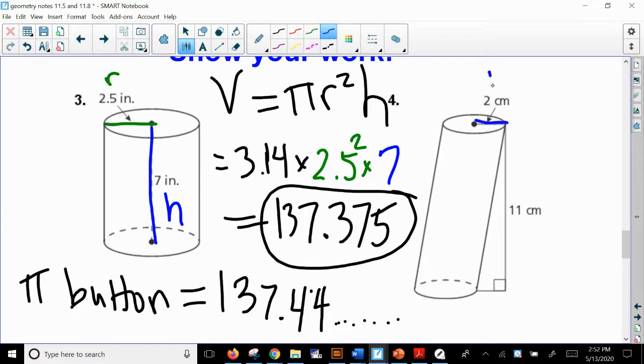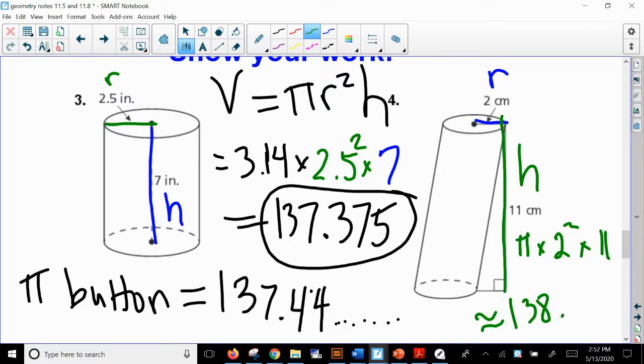So here's my radius, which is 2. My height, how tall it is, 11. So you have to do volume. It's going to be pi times, I don't feel like writing 3.14, times radius squared times 11. So I'm going to use my pi button this time. So pi times 2 squared times 11, which is approximately 138.2. Okay? All right. Again, if you have questions, send me a message. You can pause the video right now if you like.